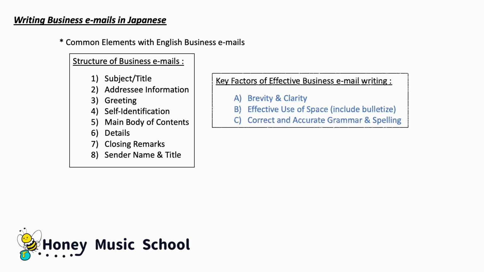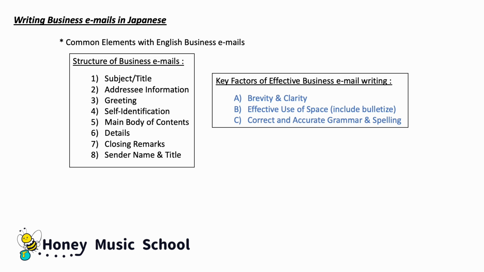Key to writing effective business emails also remains the same in both languages. They need to be brief and clear, concise and to the point. Visual is also important, such that physically ideas and contents are separated by paragraphs and blank lines. Use of bullets to summarize is also effective. Last but not least, correct and accurate grammar and spelling is a must for effective business communication.